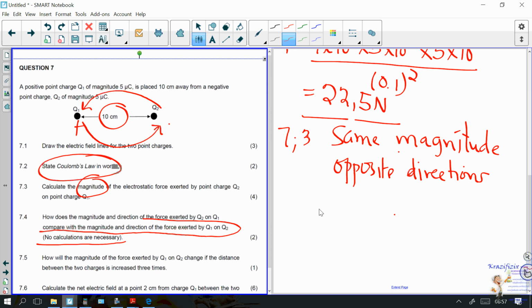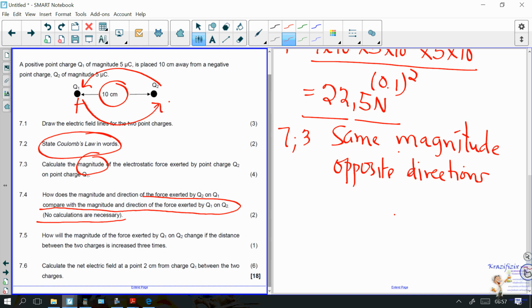All right, look at this. How will the magnitude of the force exerted by Q1 on Q2 change if the distance between the 2 charges is increased 3 times? Distance between the 2 charges increased 3 times.